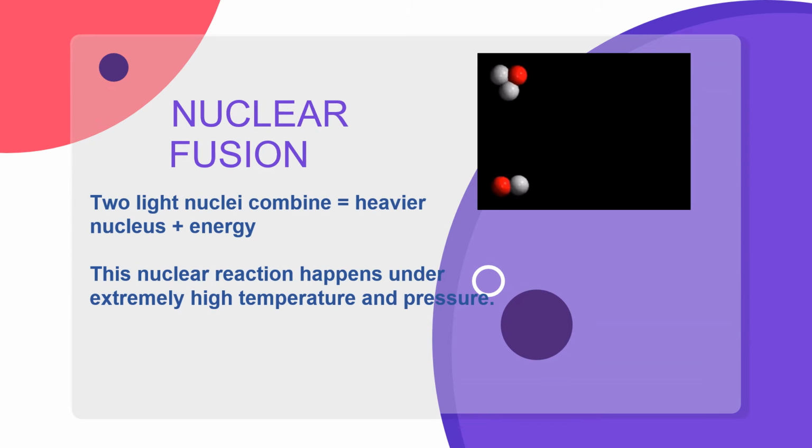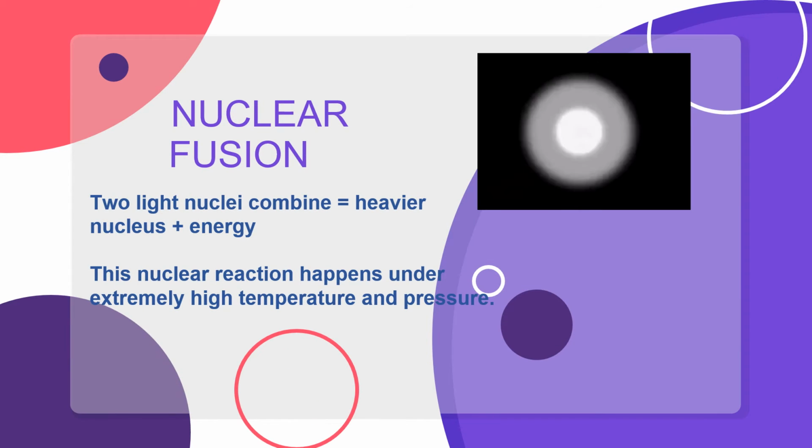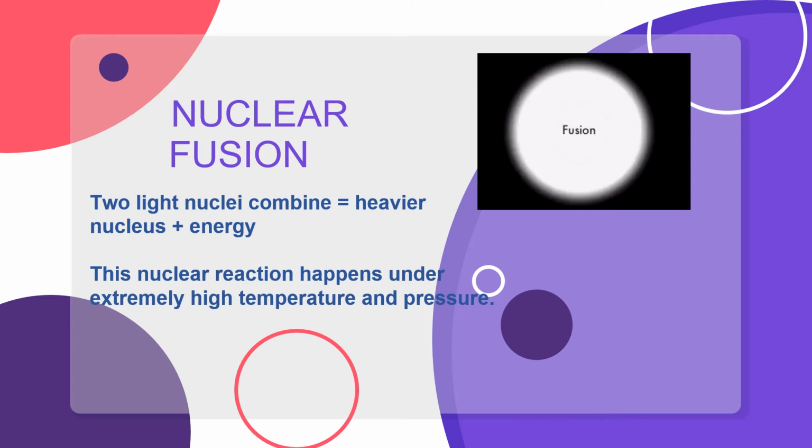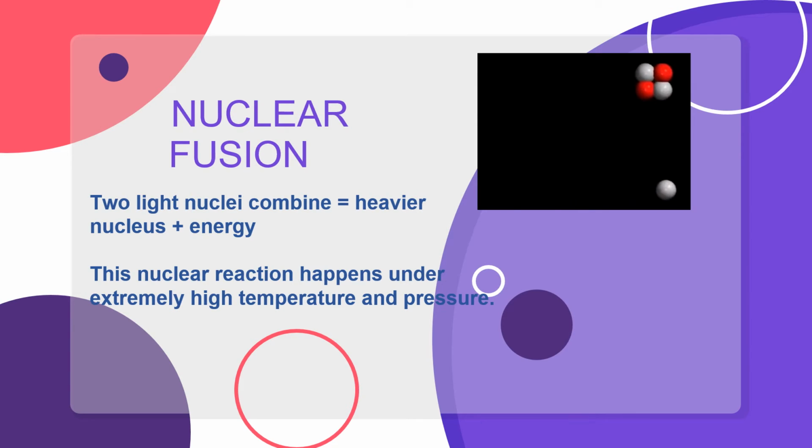What is actually nuclear fusion? Nuclear fusion is when two light nuclei combine to become a heavier nucleus and energy. This nuclear reaction happens under extremely high temperature and pressure. It sounds simple, but the conditions needed to bring together positively charged nuclei and overcome mutual repulsion are extreme, to say the least.